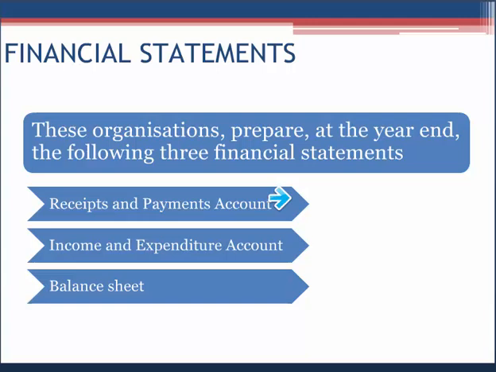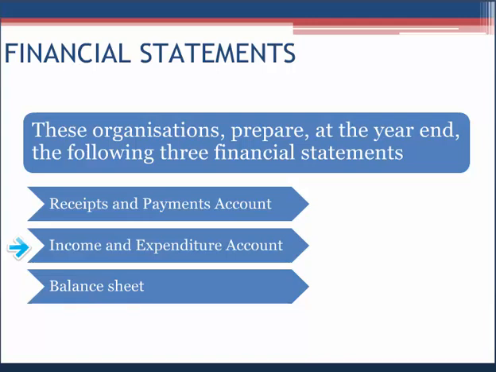Now, a receipt and payment account is basically like a cash and bank account. Receipt, debit what comes in; payments, credit what goes out. The second one is an income and expenditure account.